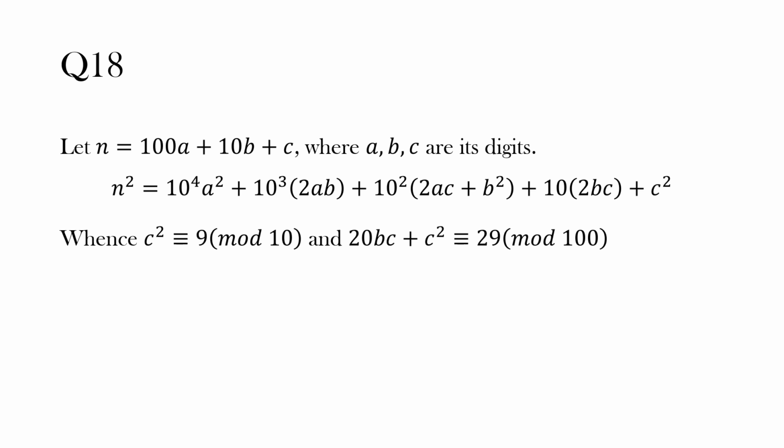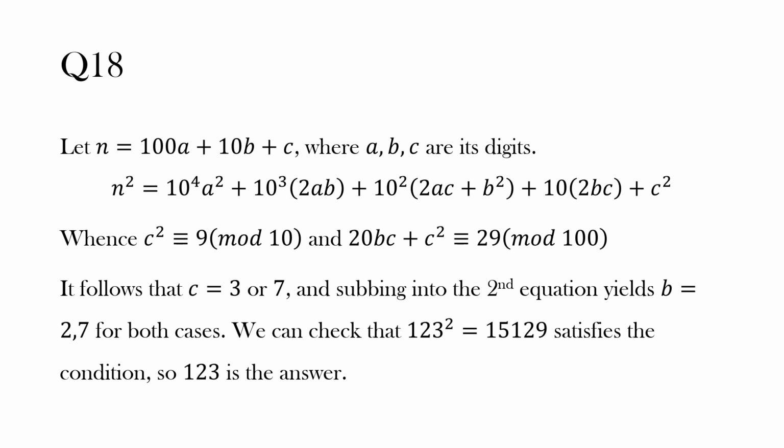So when you take modulo 10, all of the terms except for c squared will disappear. So that means that c squared is congruent to 29 modulo 10, but 29 is just 9. So c squared is 9 modulo 10. And similarly, by taking modulo 100, only the last 2 terms are left. So 20bc plus c squared is congruent to 29 modulo 100. So from c squared is 9 modulo 10, you can get that c is 3 or 7. So if you substitute this into the second equation, in both cases you get b equals 2 or 7. And similarly, a will be equal to 1.